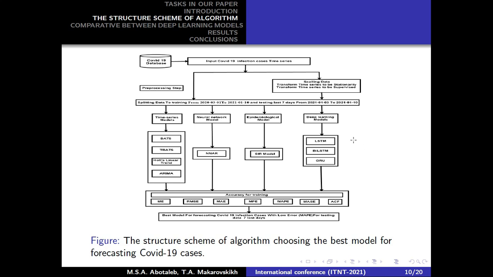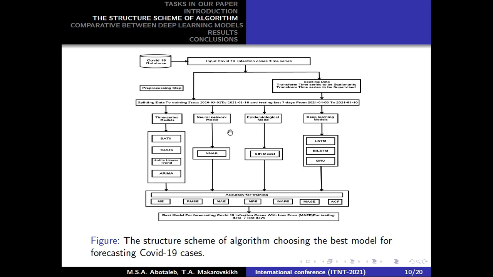The structure schema of the algorithm. Here is the dataset of COVID-19, the input COVID-19 infection cases time series, and then the pre-processing step: scaling data, transforming the time series to be stationary, and transforming the time series to be supervised. Then we separate the dataset into subcategories, training data and testing data. We use the last 7 days for testing. First, the time series models: BATS, TBATS, Holt linear trend, and ARIMA models.